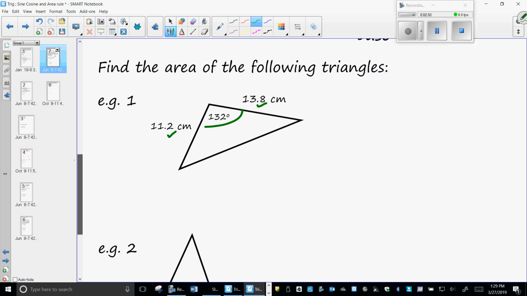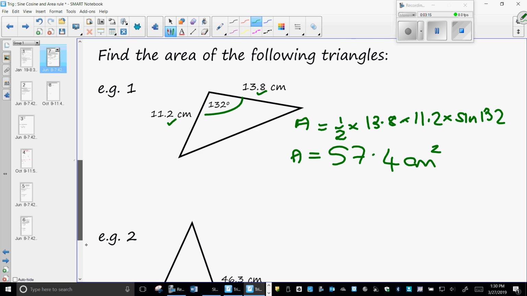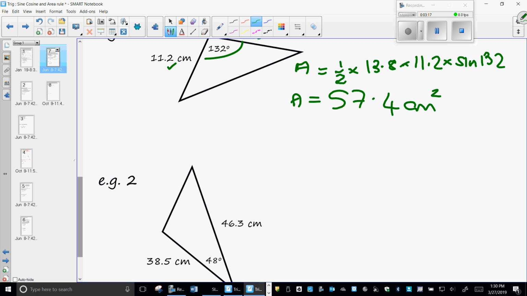We literally just chuck it into our calculator. So area is a half multiplied by 13.8 multiplied by 11.2 multiplied by sine 132. You just put that in your calculator and you get an answer. Putting our units in there, 57.4368 centimeters squared. This is an area, and the other measurements were in centimeters.